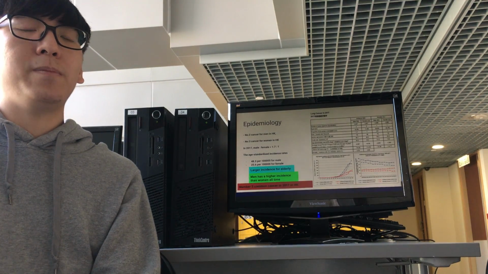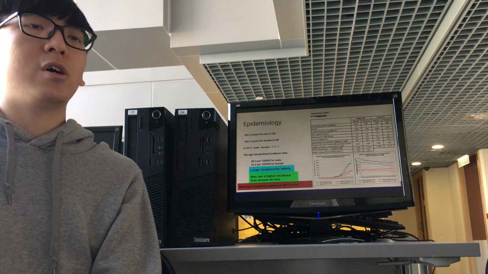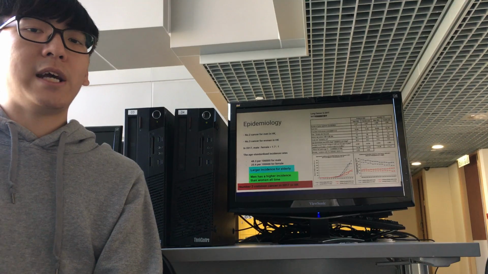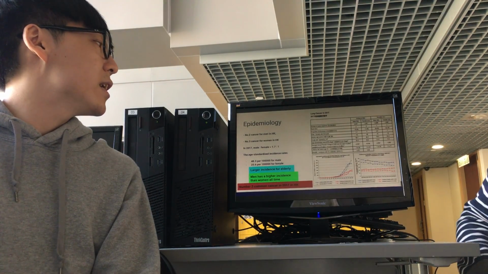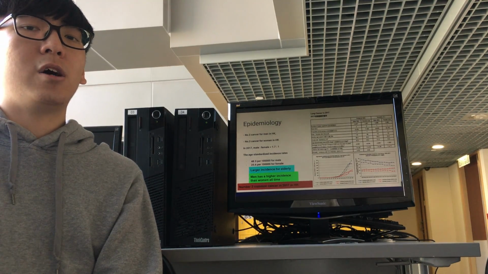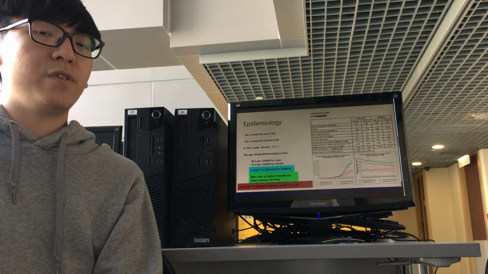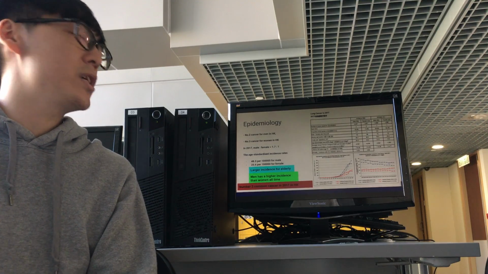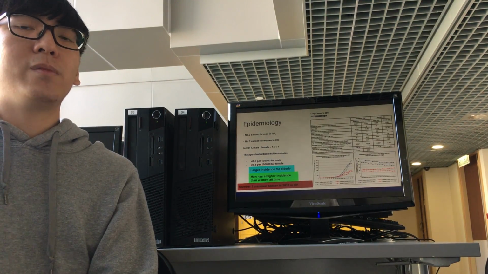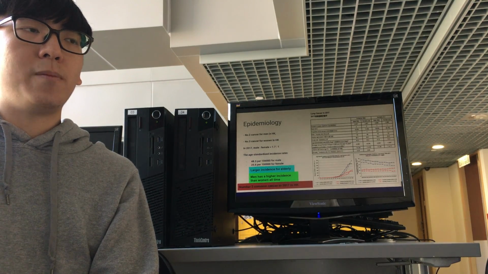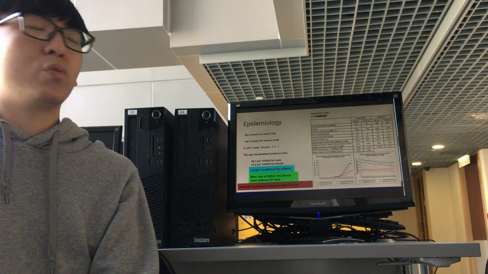So let's talk about the epidemiology of lung cancer in Hong Kong. According to the Hong Kong Cancer Registry in 2017, it is the number 2 cancer of men in Hong Kong and number 3 cancer of women last year. In 2017, the male to female ratio of those suffering from lung cancer is around 1.7 to 1.